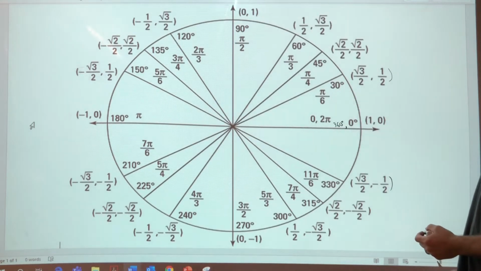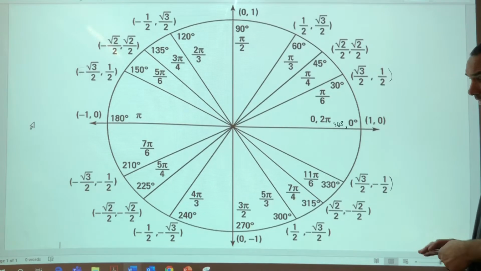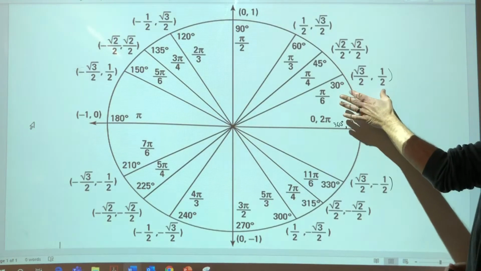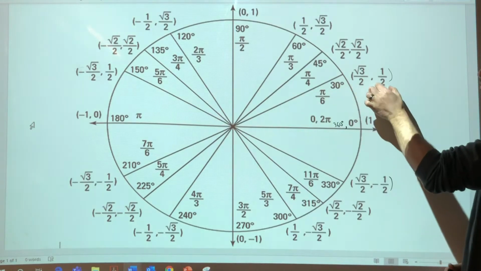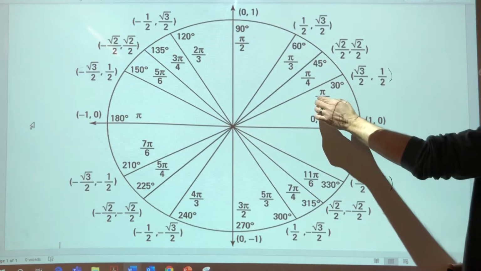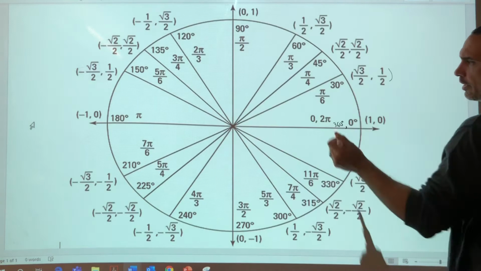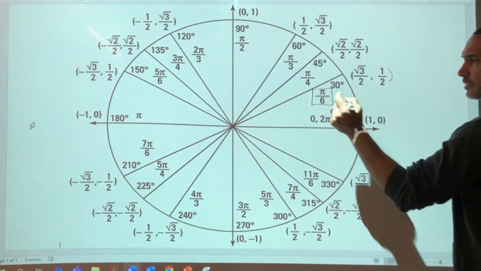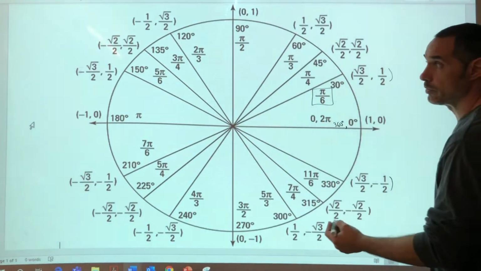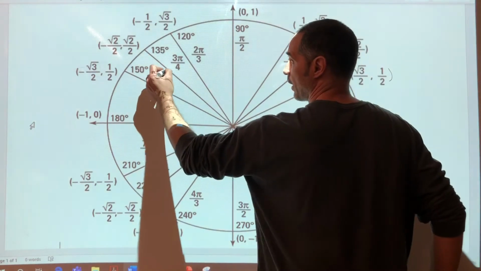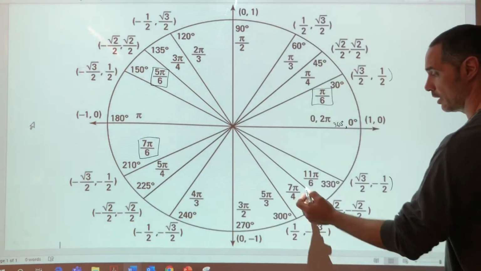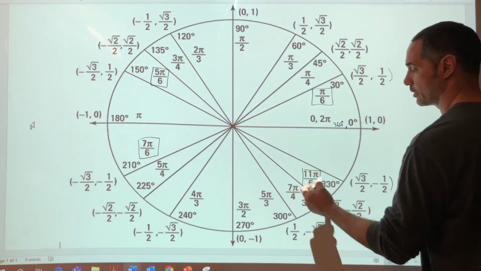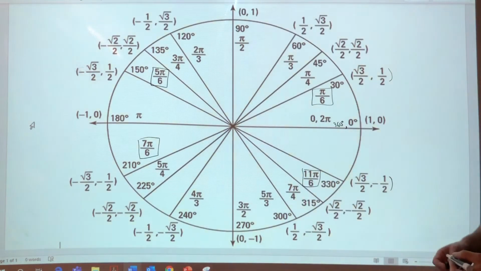A couple other interesting things about the unit circle is that this point is at 30 degrees, pi over 6, square root of 3 over 2, 1/2. There's a family of values that have pi over 6 in them. So this is pi over 6, but also this is 5 pi over 6, 7 pi over 6, and 11 pi over 6. And they all have some things in common.